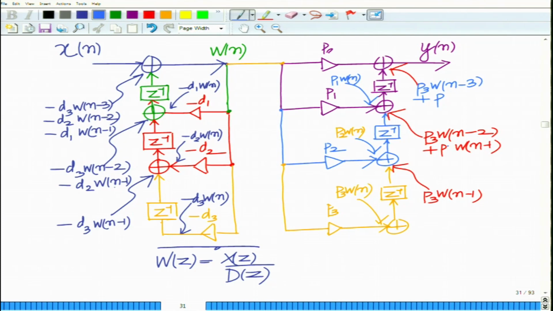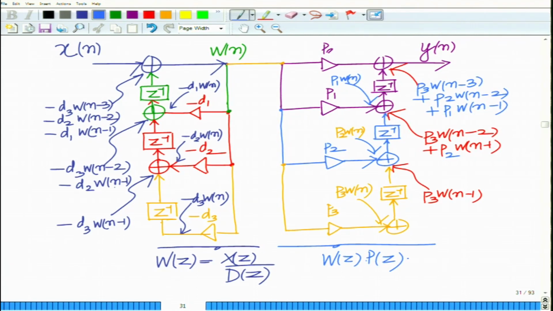This is P2 Wn minus 1, alright. So, plus P2 Wn minus 2 plus P1 Wn minus 1, okay. And so, what you have over here will be, and now you are adding this to P naught Wn, so that gives you Yn. So, that basically completes, and this part basically implements the Wz into Pz.